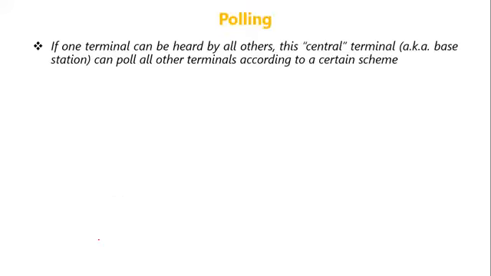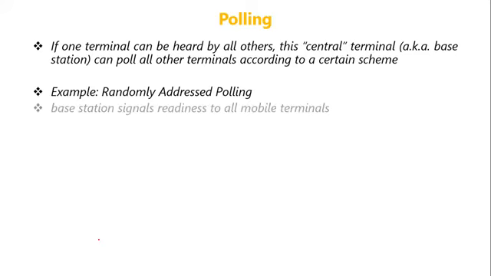The next medium access protocol that we'll be discussing is polling. So polling basically means one station is going to check whether anybody wants to communicate. Then it will connect with that station and communicate. If one terminal can be heard by all others, then this central terminal can poll all other terminals according to a certain scheme. That concept is called polling. One such example is random address polling.